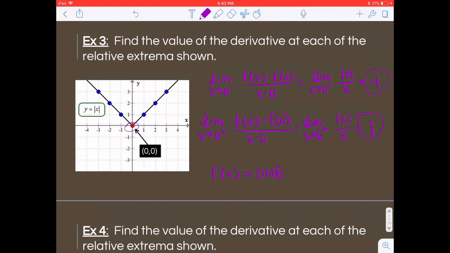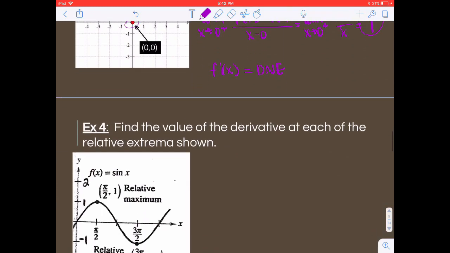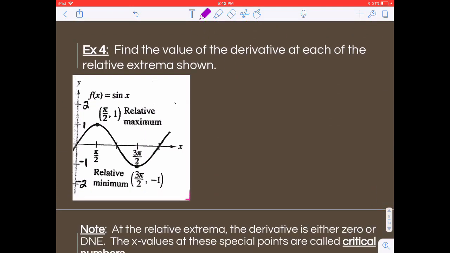Okay, example 4. Find the value of the derivative at each of the relative extrema shown here. So now we have f of x equals sine x. The first thing we need to do is find the derivative. The derivative of sine x is cosine x. And we want to find the derivative at each of these points, at this relative max and at this relative min.